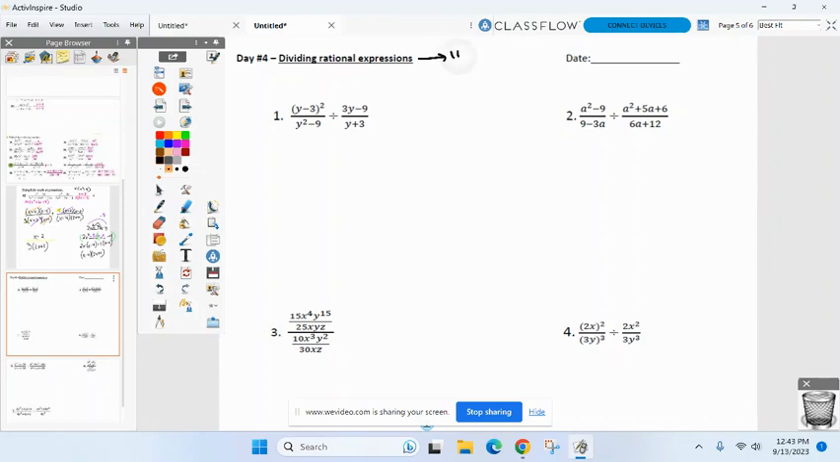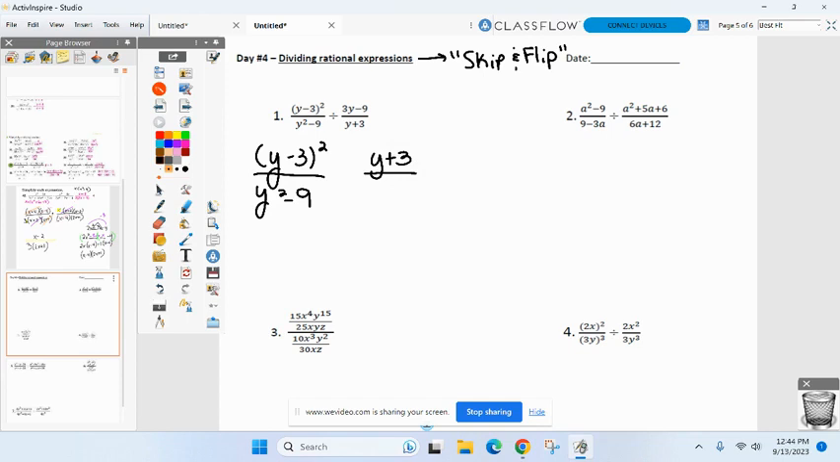Here's what I remember. Skip and flip. Other teachers have different little devices as well, but I remember skip and flip when I need to multiply. And what do I mean by skip and flip? You keep the first fraction the same, the skip, aka skip over it. Flip the second one. Skip the first, flip the second one.